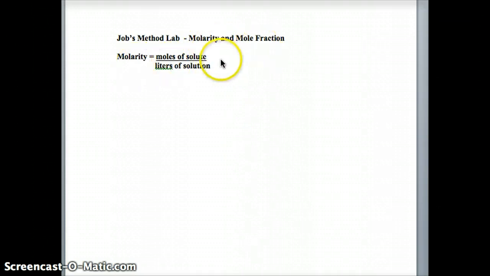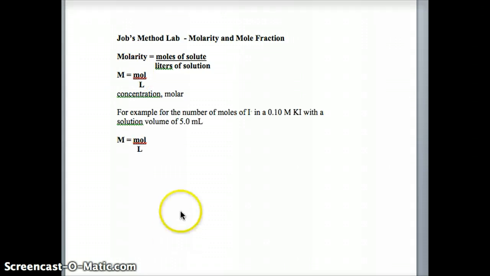Molarity is moles of solute over liters of solution. Molarity can be abbreviated by using a capital M, and the equation is concentration in molar. In lab, we'll be calculating the moles of each substance from the concentration. In our pre-lab, one of the moles that you're going to be calculating is the moles of iodide. We're going to do that by giving you a given concentration and a given volume.